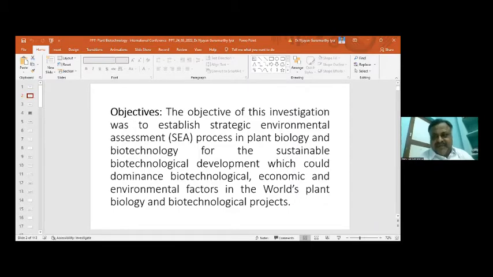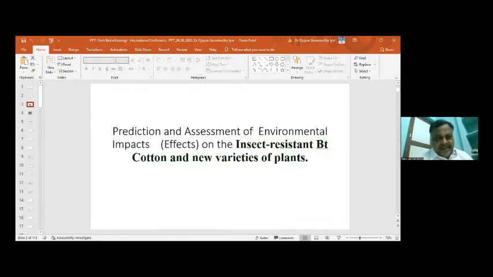The objective of the study is pertaining to the investigation to establish a strategic environmental assessment process. In many biotechnological projects, plans, programs, policies and legislative actions, the environment and sustainability are considered in the planning and decision making process that could dominate biotechnological, economical and environmental factors in the world's plant biology and biotechnological projects. So the main focus I have taken is the insect resistant BT cotton and the BT cotton varieties, prediction and assessment of environmental health effects.